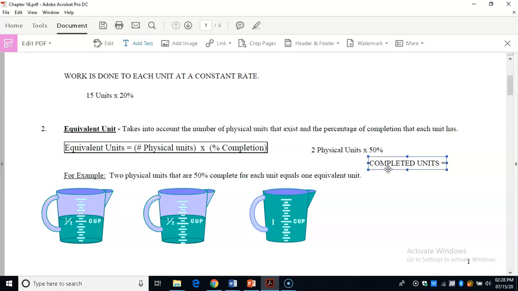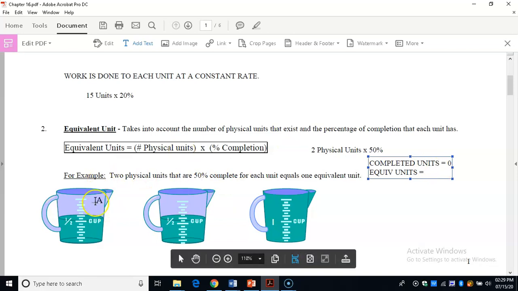Well, the answer is 0. 0 because nothing is completed. We have 2 physical units, but each one is only 50% done. So how many completed units do I have? It's 0. How many equivalent units do I have? Well, let's see.